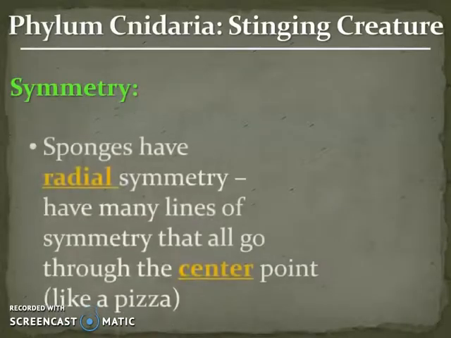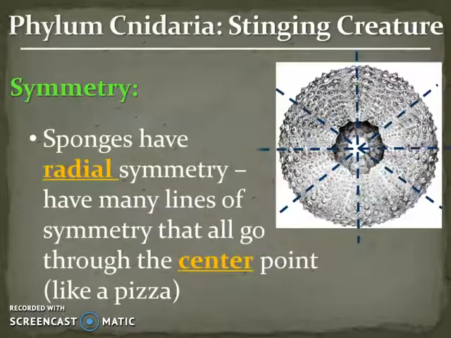Cnidaria have this really cool thing called radial symmetry. When I think of radial symmetry, I like to think of a pizza. No matter how you cut it in half, up and down, side to side, diagonal, every single time you cut it, you will have exactly half, and those two halves will look the same. Okay?